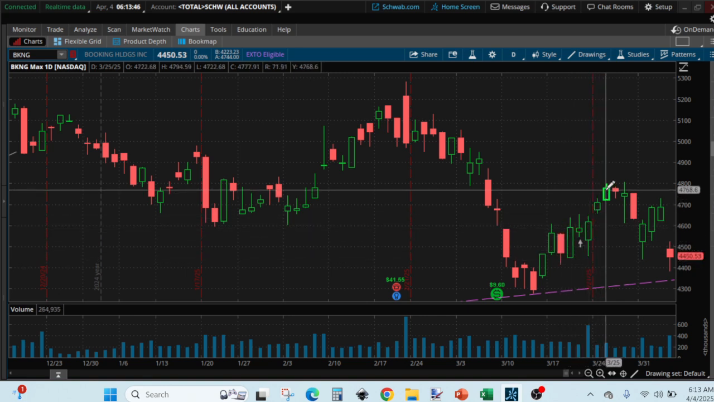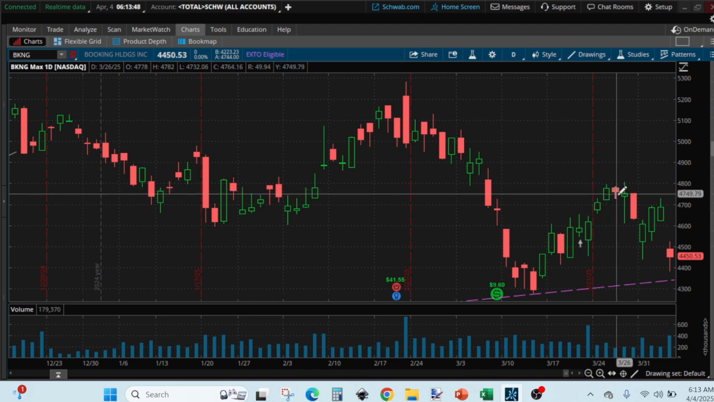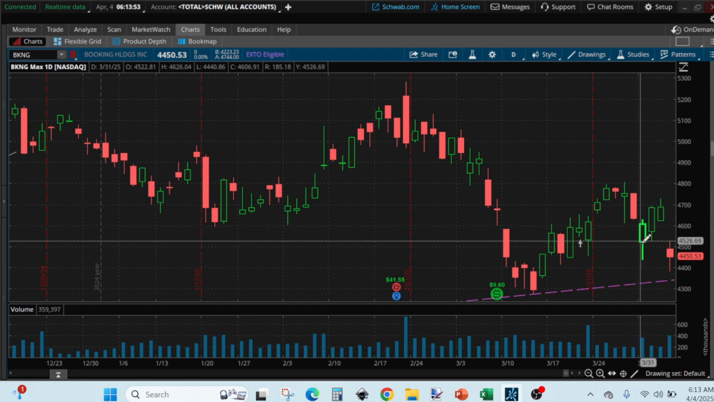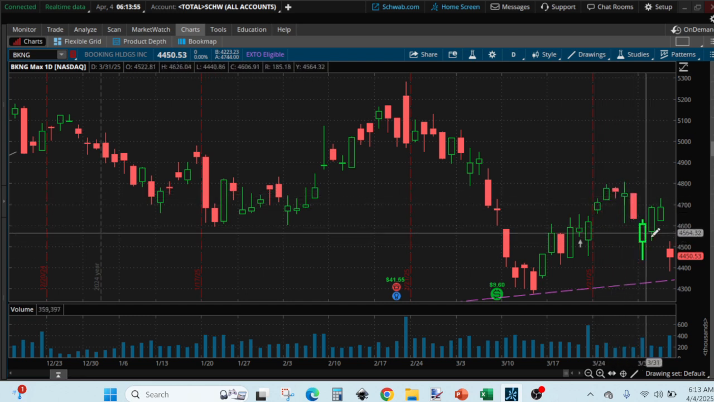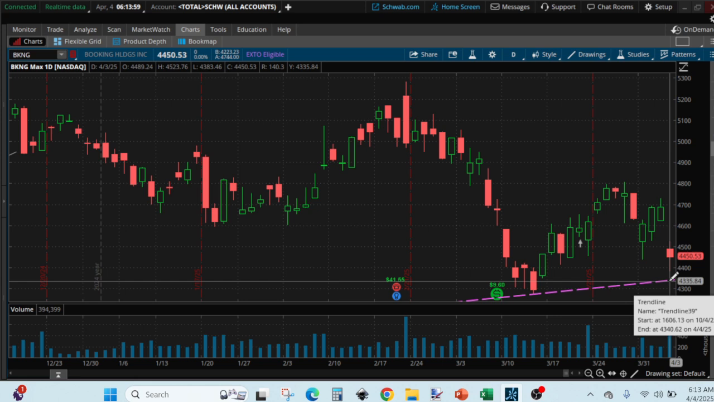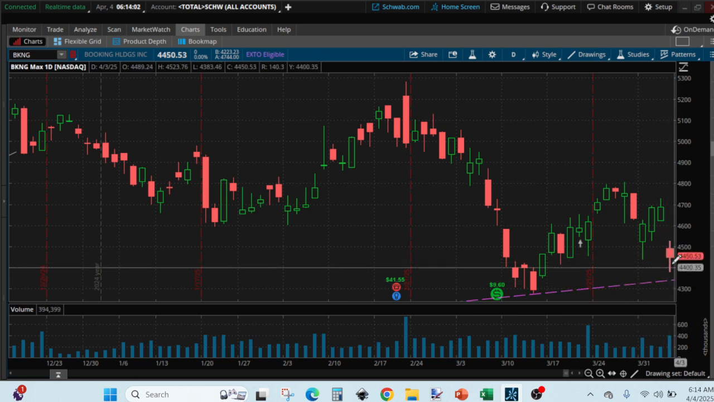It went up for a while, and then pretty much pulled back. But when I say pull back, I'm talking about completely changing direction. So it came back down to the trend line again as of yesterday.